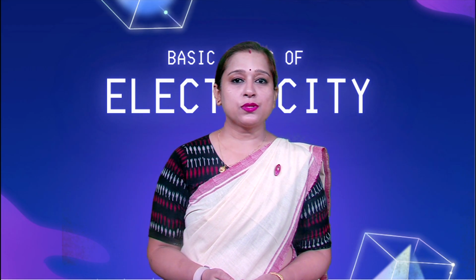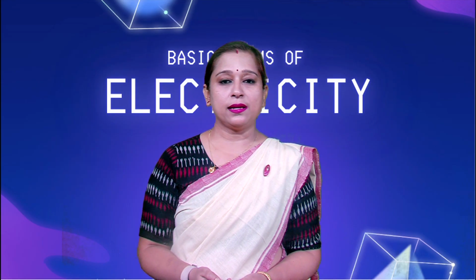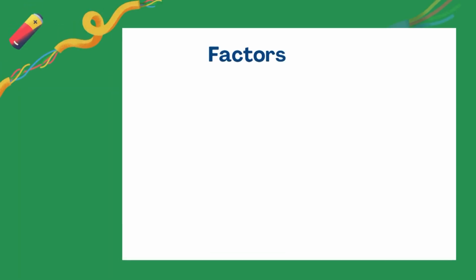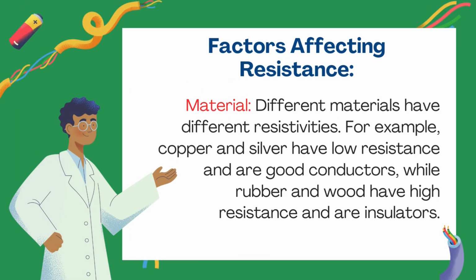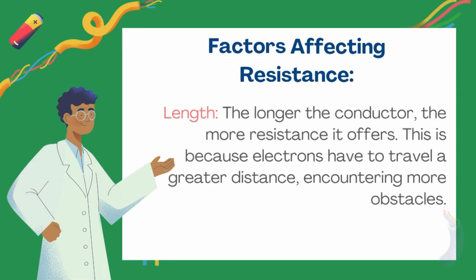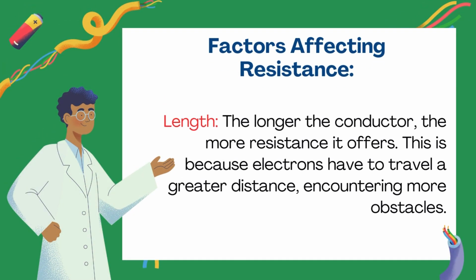There are some factors which affect the resistance of a material, like the material. Different materials have different resistivities. For example, copper and silver have low resistances and they are good conductors, while rubber and wood have high resistances and they are insulators. Resistance depends upon the length. The longer the conductor, the more resistance it offers.